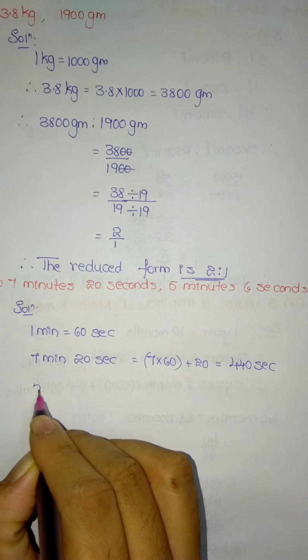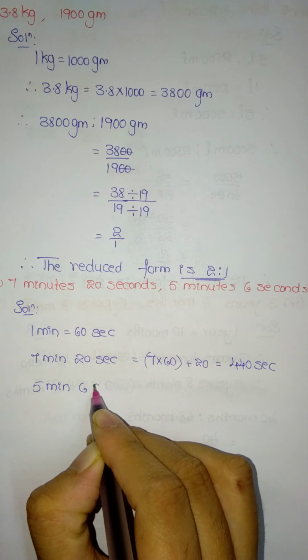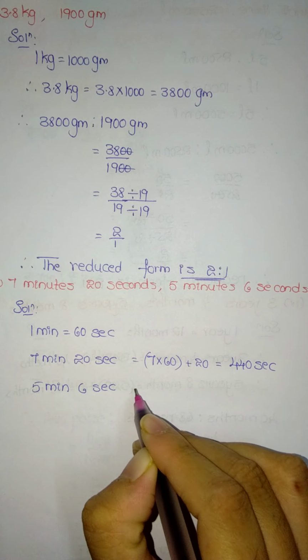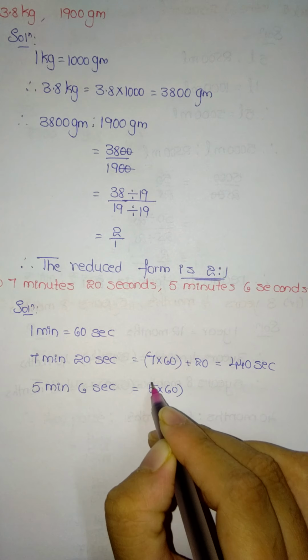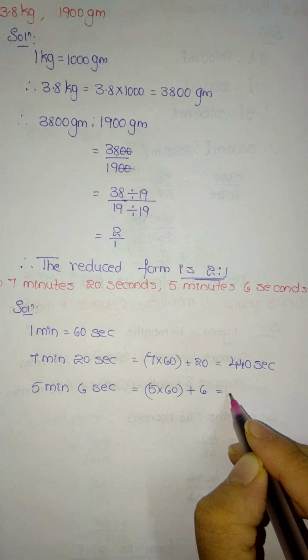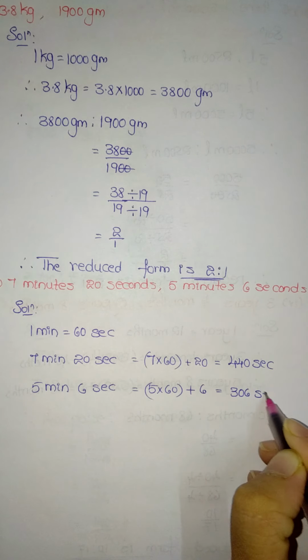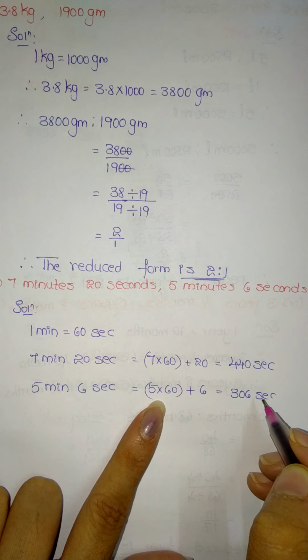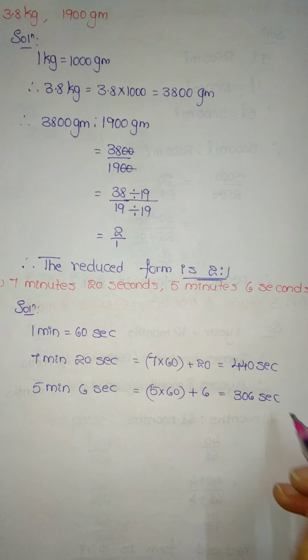Similarly, 5 minutes 6 seconds is equal to 5 into 60 plus 6, equal to 306 seconds. So 5 times 60 is 300, 300 plus 6, it becomes 306 seconds.